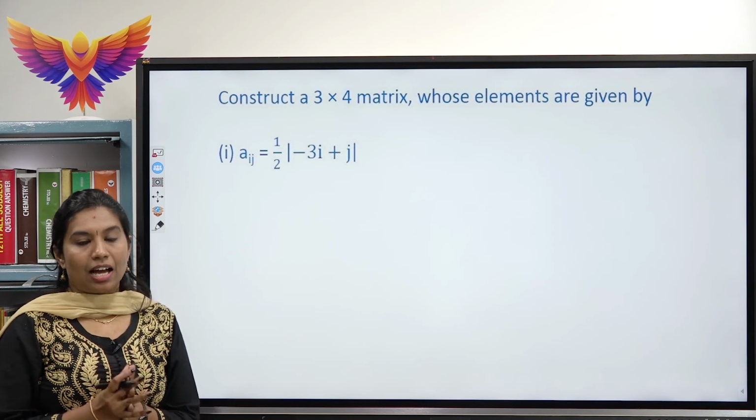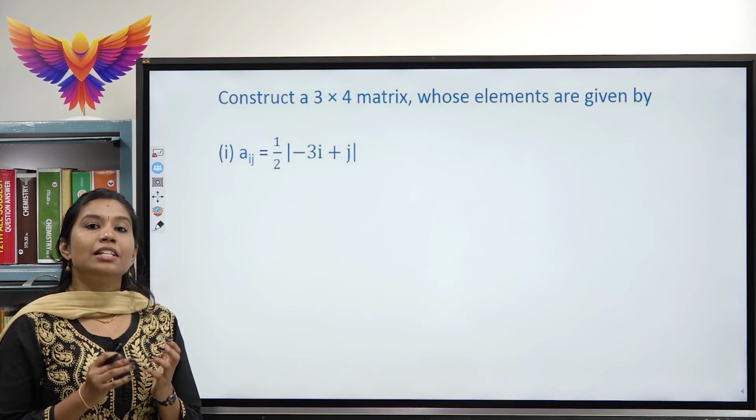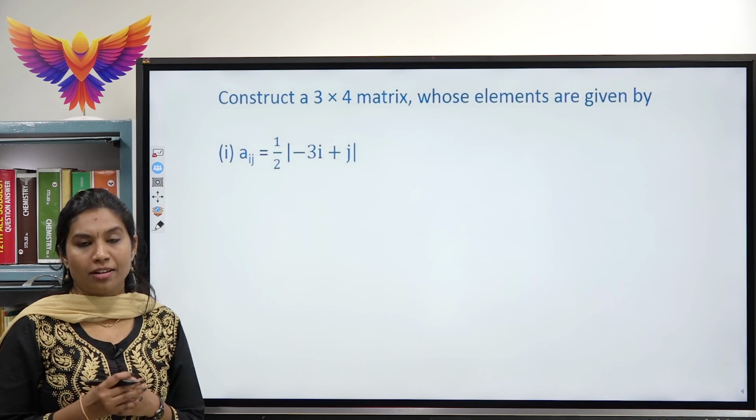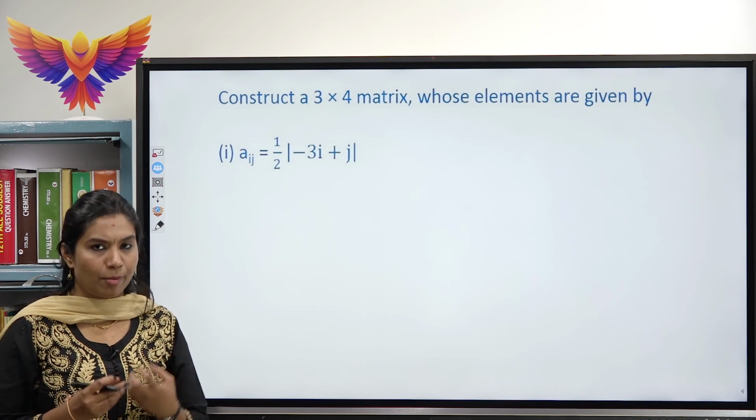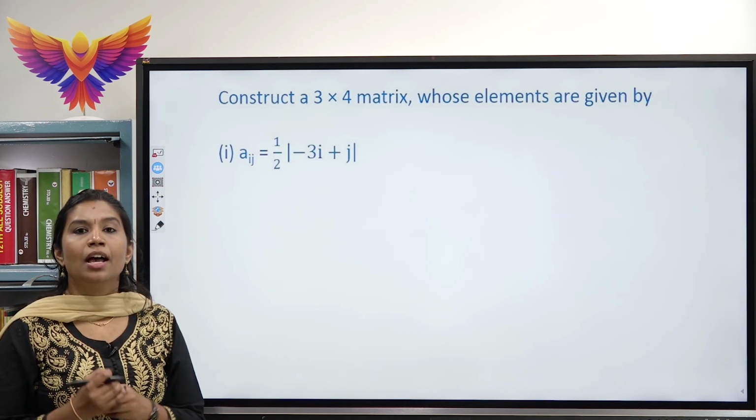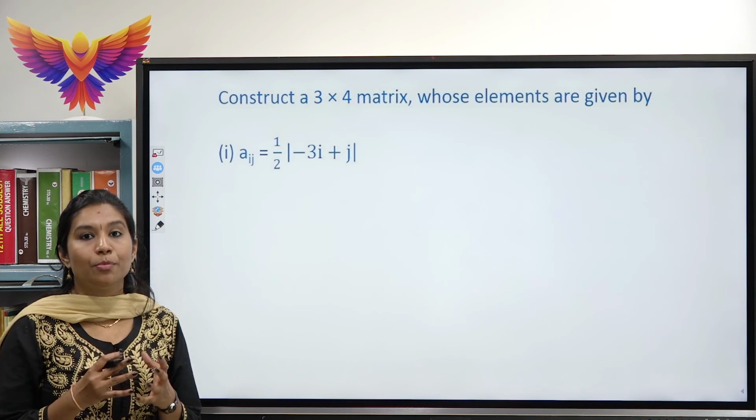So in the next class, we'll be studying the algebra of matrices, the operations on matrices, which include addition of matrices, multiplication of matrices, and different types of matrices, which is a very important concept.